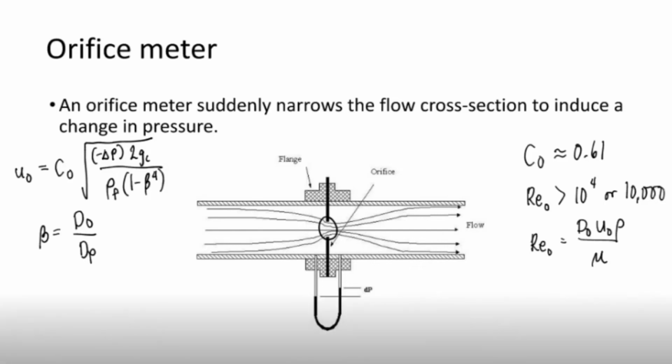And as you can see, the Reynolds number is still dependent on the velocity at the orifice, which is dependent on the orifice coefficient. So this is why we have to check. If it is less than 10 to the fourth, then you have to choose a different value of C_O, and we have a graph for that.